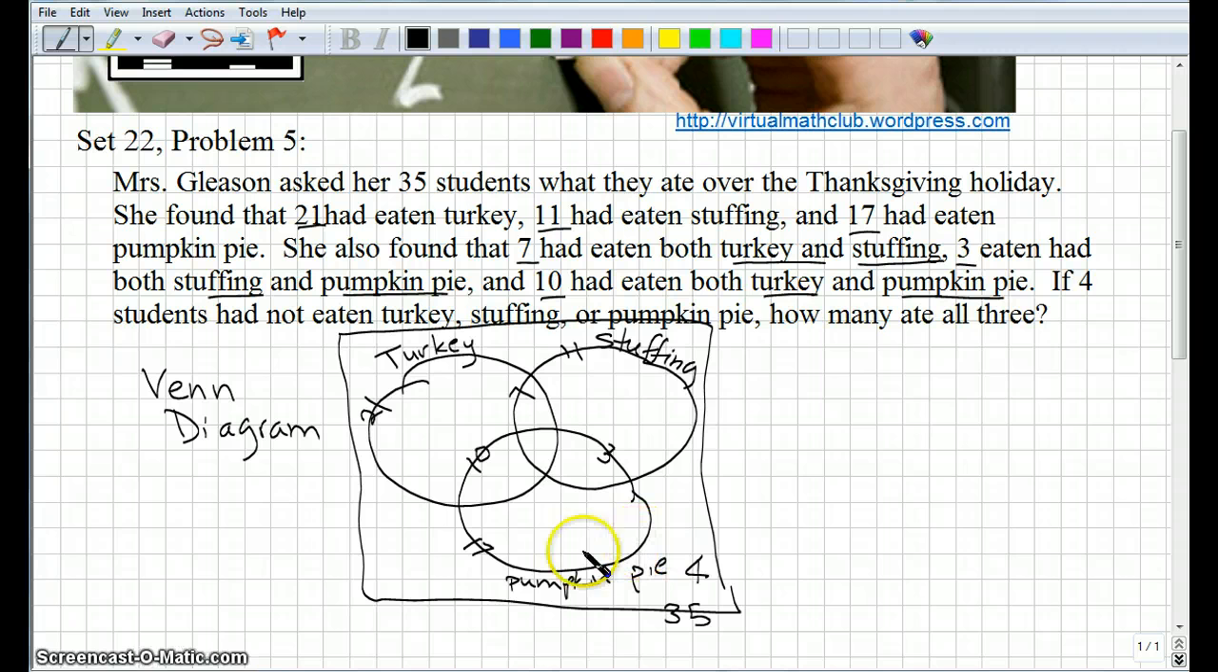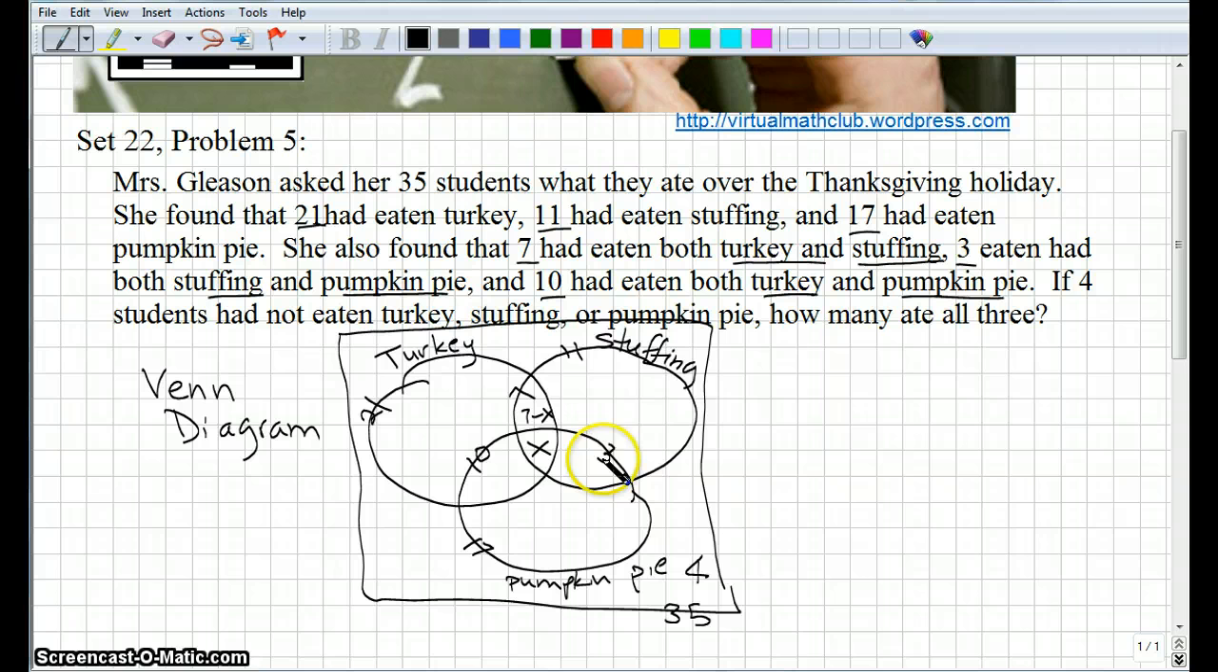So then we are asked to find how many ate all 3, and that is represented here in this region. So we'll just call that X because we don't really know that value. But if we did know that value, we could subtract from 7 and we could find the kids that ate only turkey and stuffing, right? So if we subtracted out the kids who ate pumpkin pie in addition to turkey and stuffing, we would have just the kids that had turkey and stuffing. So this would be 7 minus X, okay, that region there.